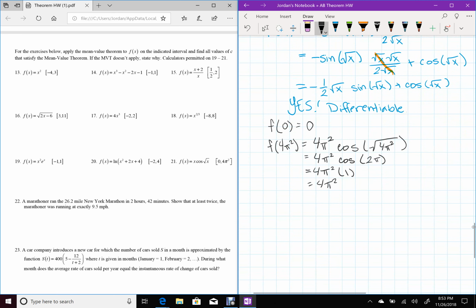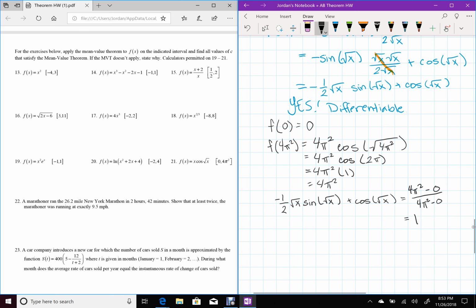Now we're going to use the mean value theorem. I'm going to write the derivative. Negative 1/2 square root of x sine of the square root of x plus cosine square root x needs to equal f of b, the 4 pi squared. Let me try that again and actually write the values. 4 pi squared minus 0 over 4 pi squared minus 0. Well, surprisingly, that's 1.